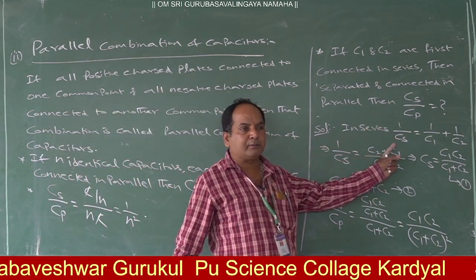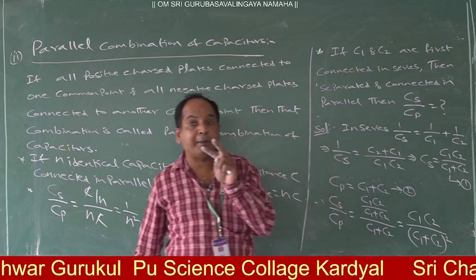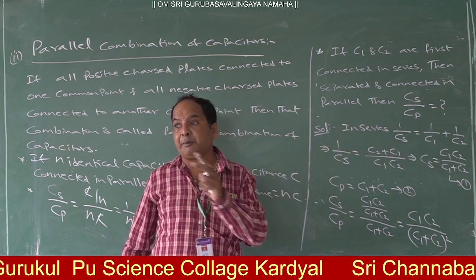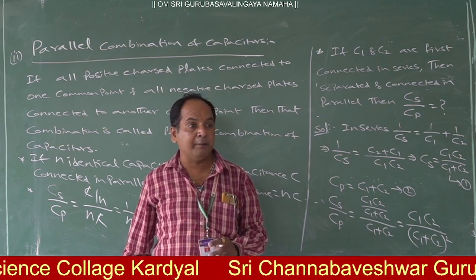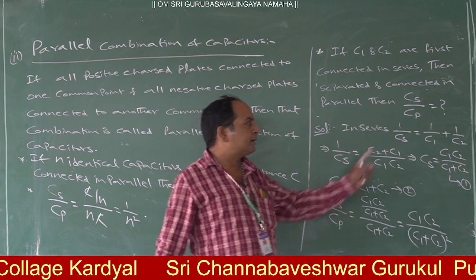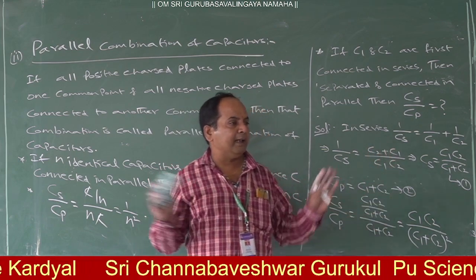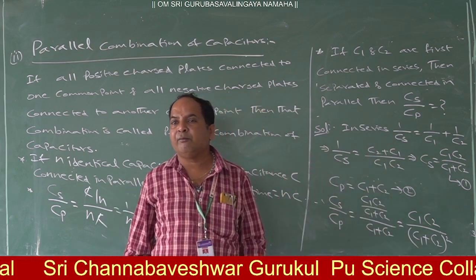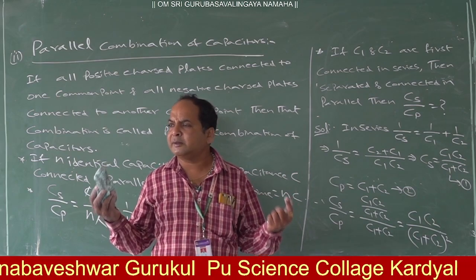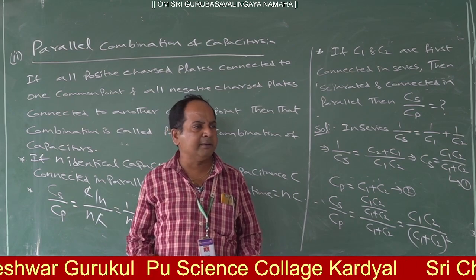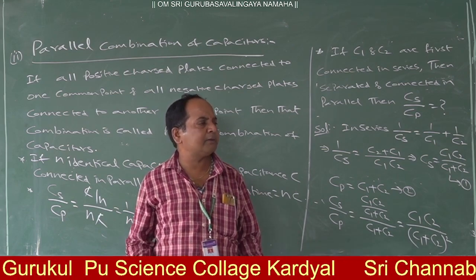Then there is no confusion. For 2 capacitors, 1 formula. For 3 capacitors, 1 formula. For 4 capacitors, 1 formula. So the simple formula: 1 by Cs is equal to 1 by C1 plus 1 by C2 plus so on. For 2, it is 1 by C1 plus 1 by C2. For 3, it is 1 by C1 plus 1 by C2 plus 1 by C3.